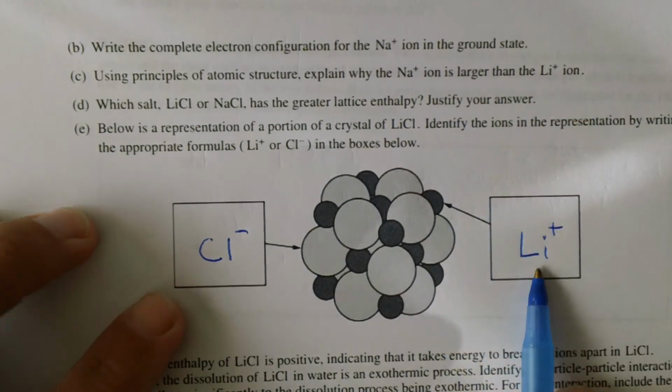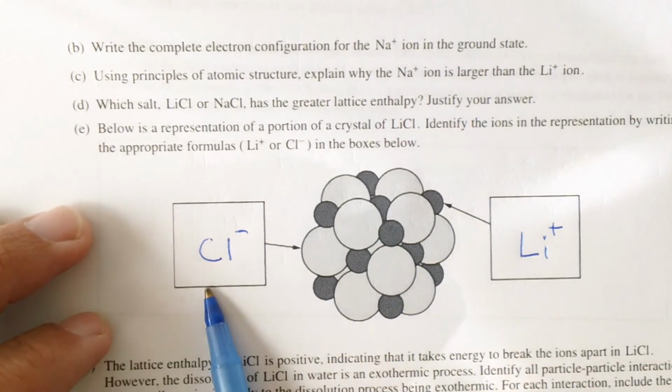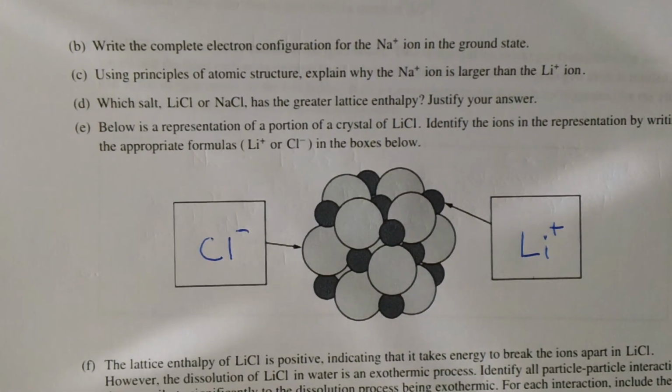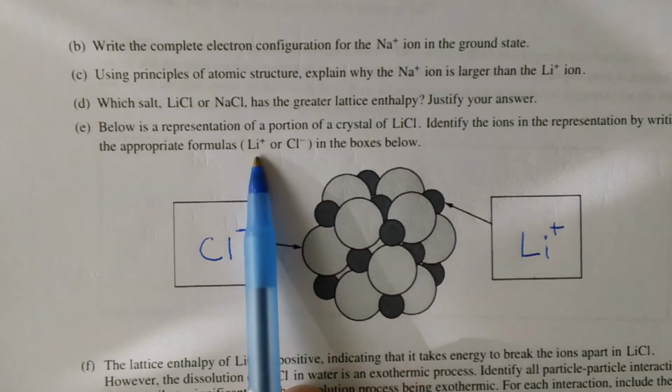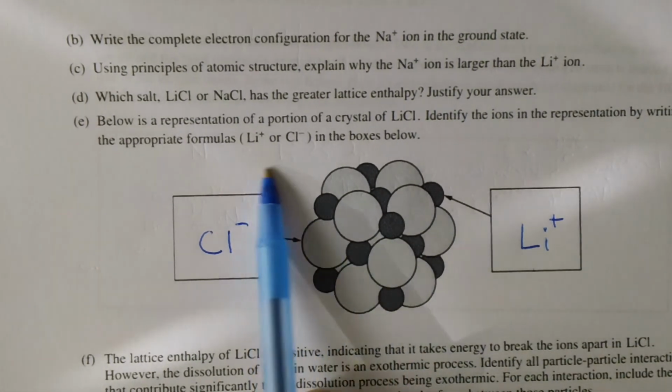It says identify the ions, write the things with charges. Don't just put Li and Cl or you get popped for it. And so those guys are your answers to E. It's another little free point. Just pay attention to what you're doing there.